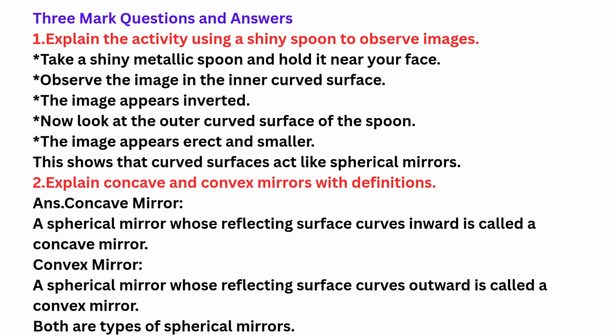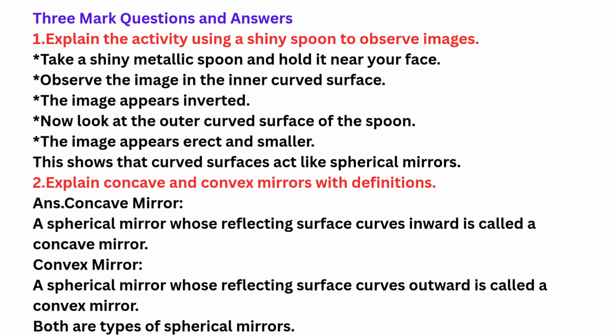Question number 1. Explain the activity using a shiny spoon to observe images. Answer. Take a shiny metallic spoon and hold it near your face. Observe the image in the inner curved surface. The image appears inverted. Now, look at the outward surface of the spoon. The image appears erect and smaller. This shows that curved surfaces act like spherical mirrors.